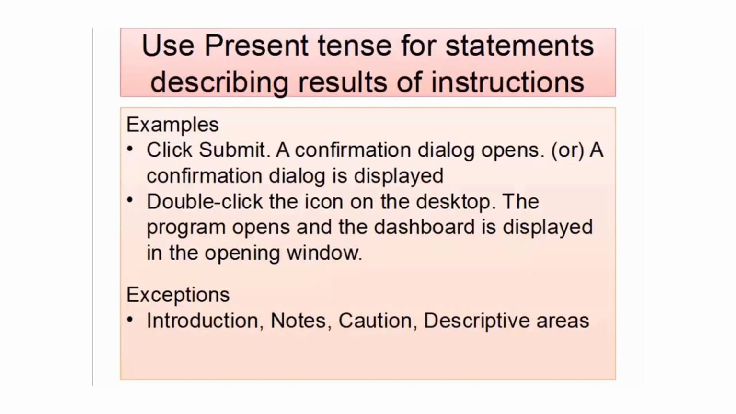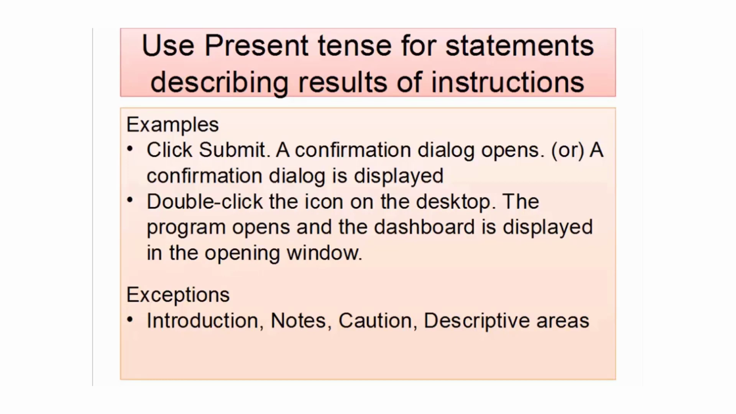Use the present tense while describing the results of instructions. For example, if a confirmation dialog were to open on clicking a submit button, you would use the present tense to describe the result of the action as follows. Click submit, a confirmation dialog appears. A confirmation dialog is displayed is also accepted, though it uses the passive voice. But a confirmation dialog will open is not acceptable, although it may be technically and logically correct.